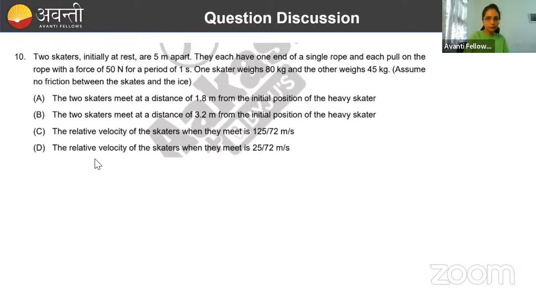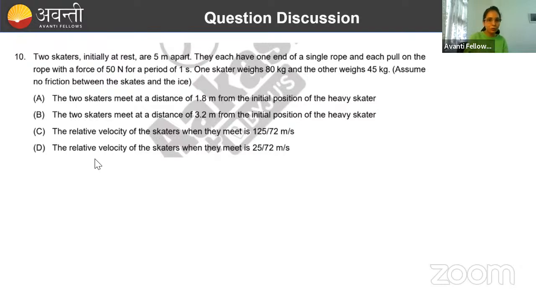How many of you have done this? Okay. Okay, no issue. चलो इसको समझते हैं. Question is very easy actually. If you really understand it, it's very easy. So what the question is?